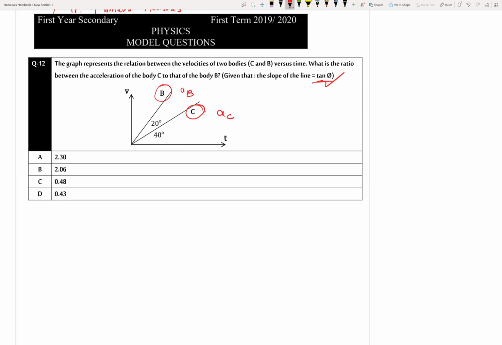By the way, from these graphs and from the shapes that we see right now, the one with the higher angle will have a higher slope, so it has higher acceleration. So the acceleration of the body B will be higher than the acceleration of the body C. So right now we will remove A and B from the choices, and C and D will remain with us. How to find it? AC by AB will equal tan phi C over tan phi B. Phi C is 40 degrees, phi B is not 20, it's 20 plus 40, so it is tan 60. When you try it with a calculator, you will find that it is 0.48, so our answer is C.